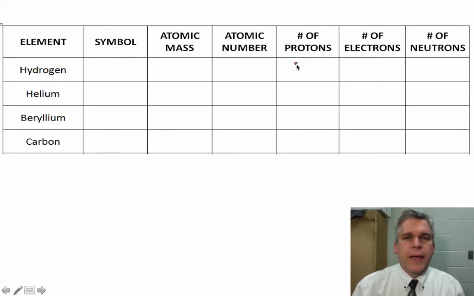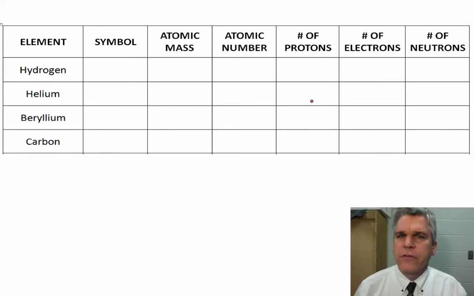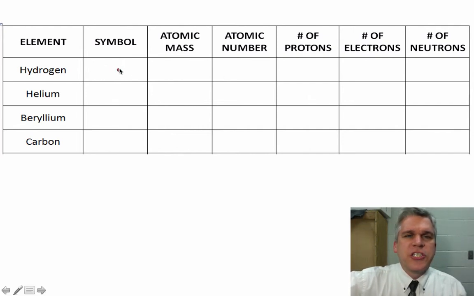What I would like you to do next is to fill out the table on the next page in your notes. And we're going to do a few of these together to show you how this is done. We want to find the symbol, the atomic mass, atomic number, number of protons, electrons, and neutrons for these elements. Now, let's start with hydrogen.